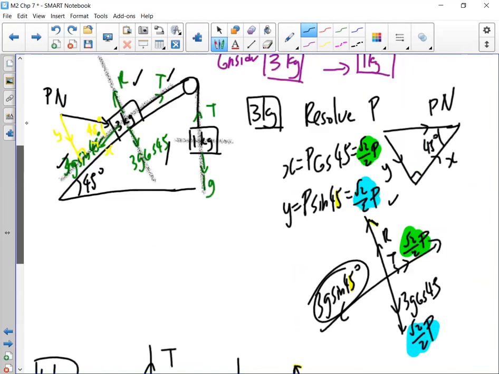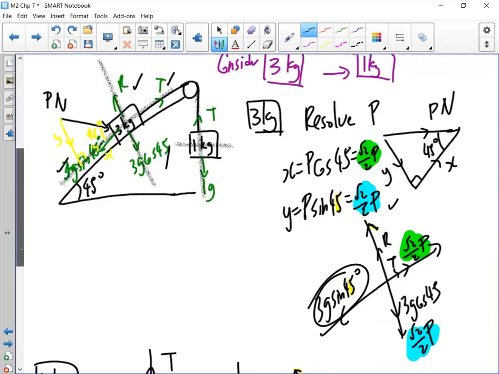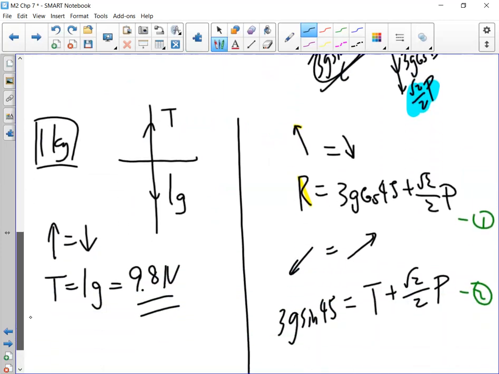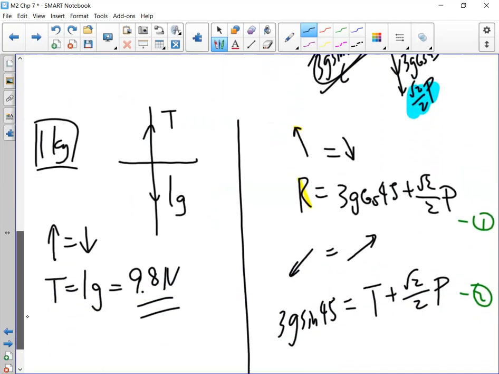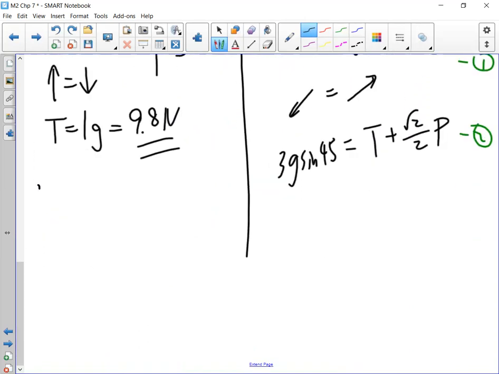Now you see, I haven't actually read the calculation part from the question, because I know by following this method, I will find whatever they need. Okay. So T is 9.8. Let's sub it into equation 2.